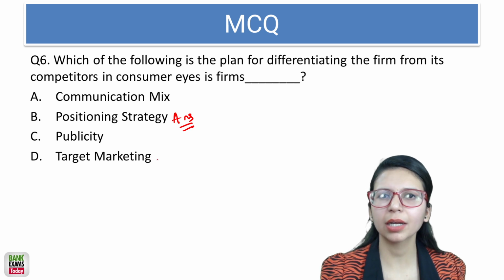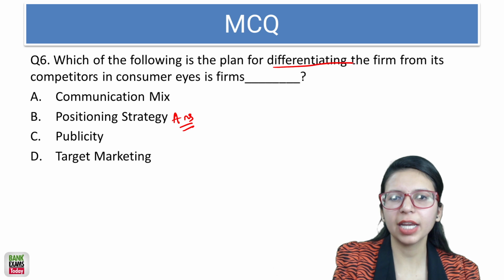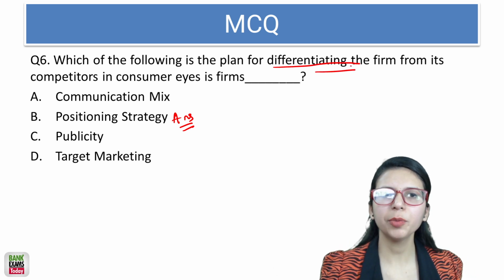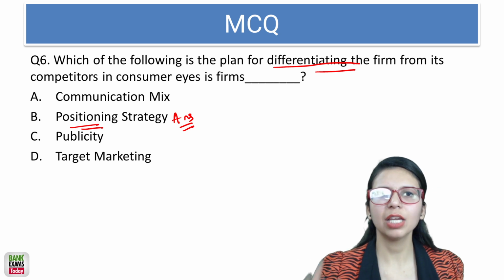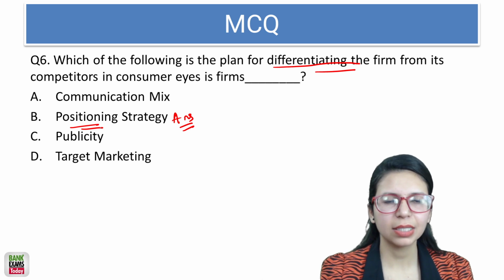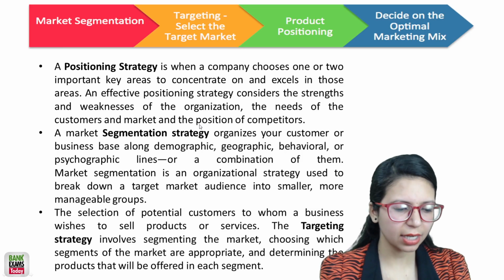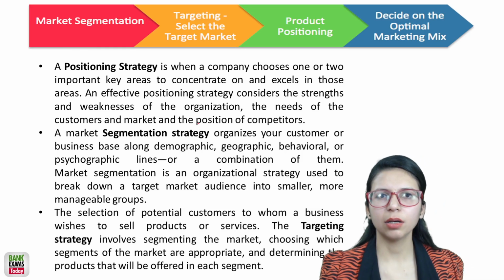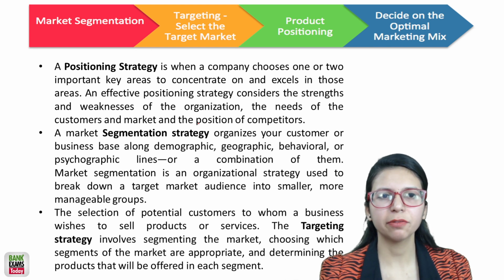Then target marketing, you will target the customers. But when you want to differentiate yourself from your competitors, you will position, make your image in the mind of customers, so that they get attracted to your product, right? So that is what positioning strategy will work here. So your positioning strategy must have the impression in the minds of consumers.